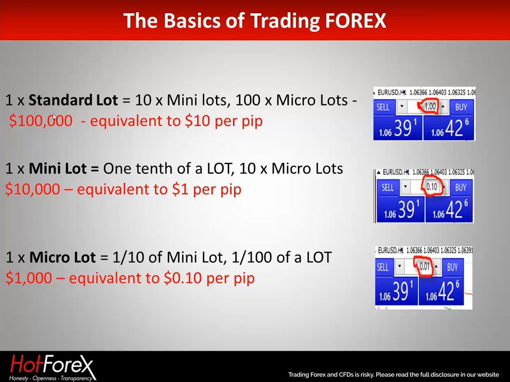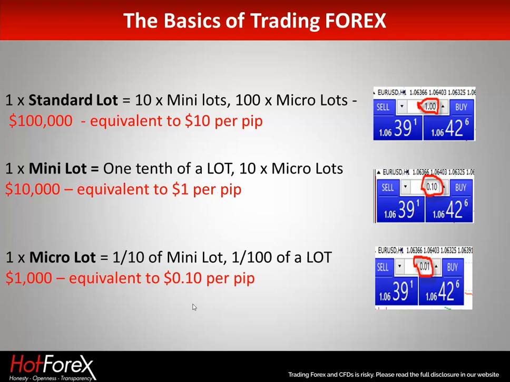So $100,000 is equivalent to one standard lot, which in the Euro USD pair would mean that each pip, each movement in the fourth decimal place we've talked about before, would mean $10. So every time this went from 39 to 40, for instance, and you were trading a full lot, that would have made or lost you $10. If for the same pair you were just trading a mini lot, 0.10, 1/10 of a lot, that's equivalent to $10,000. So instead of it being $10 per pip, it's $1 per pip.